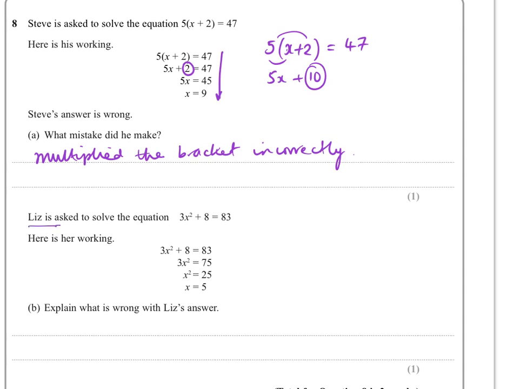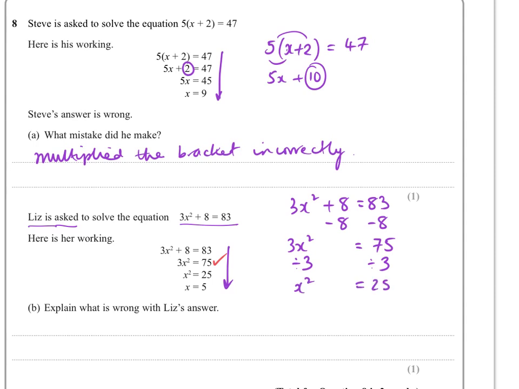Okay, Liz is asked to solve the equation 3x squared plus 8 equals 83, and her working is shown, and we've got to explain what's wrong with her answer. So if we start with 3x squared plus 8 is 83, we can take 8 from both sides, and that would give us 3x squared equals 75, so this was fine. Then we'd divide both sides by 3, and that would give us x squared is 25, so this is fine also. And then seemingly, if we square root both sides, then x would be 5.